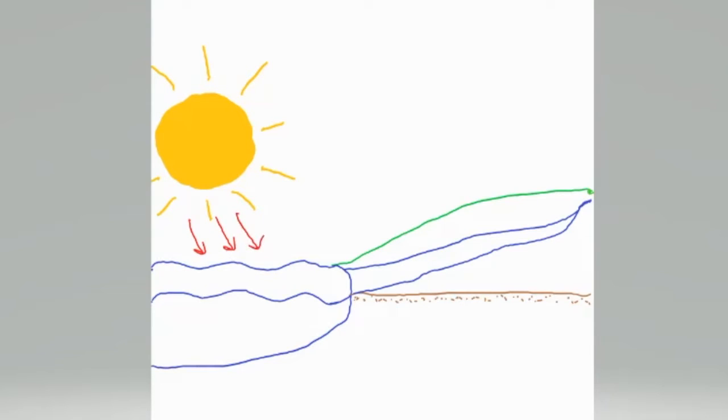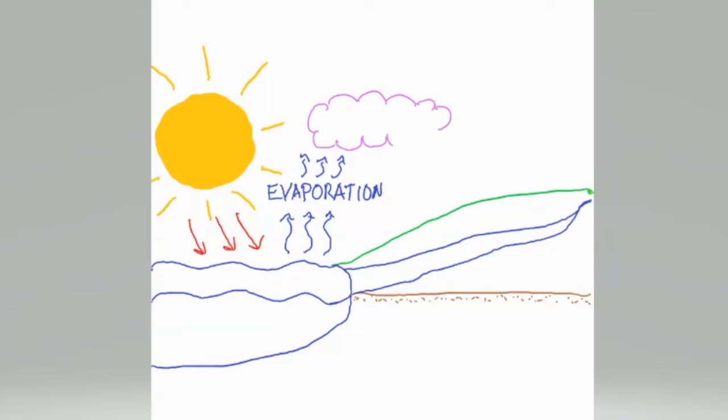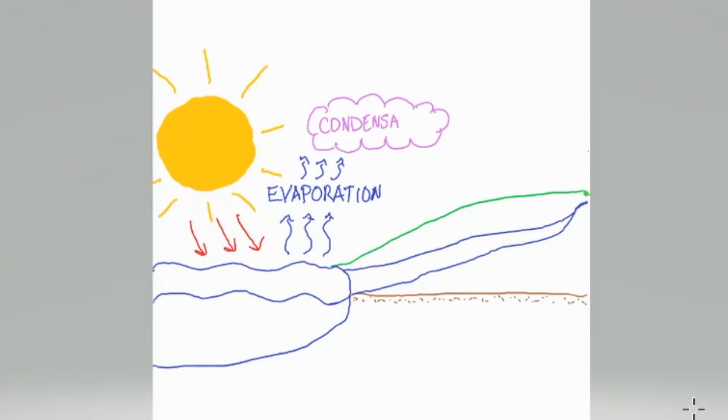It warms the water in the oceans and lakes. When the water gets warm, it changes into a different form. We call this form water vapor, and vapor is a gas. We call this process evaporation. When water evaporates, it rises up into the air. As the water vapor rises, it gets colder, turning the water vapor back into liquid water. This process is called condensation, and it is what causes clouds to form.